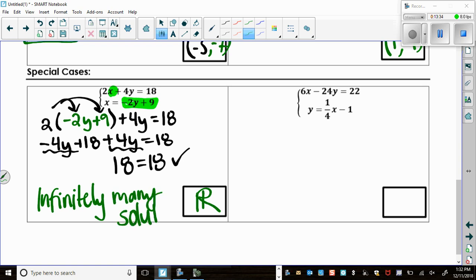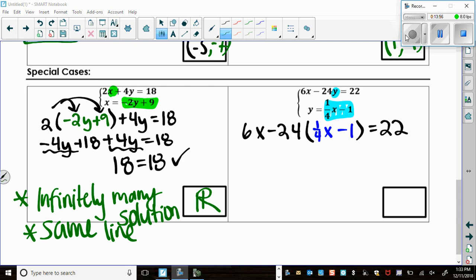So more than one. So these lines are the same line. So this is the same line, and that's why it's all real numbers. So now let's look ahead at the last one. So this is going to probably show us the no solution. So I'm going to go ahead and pause this.